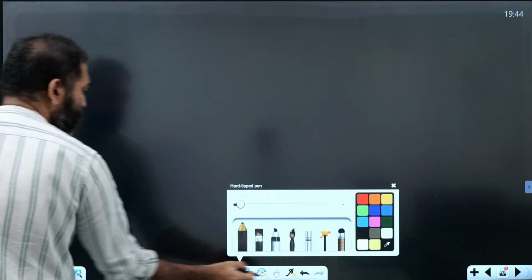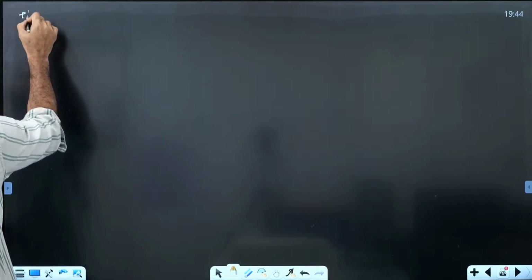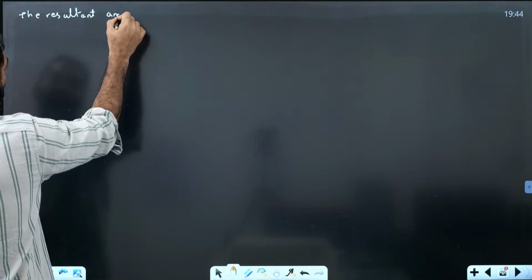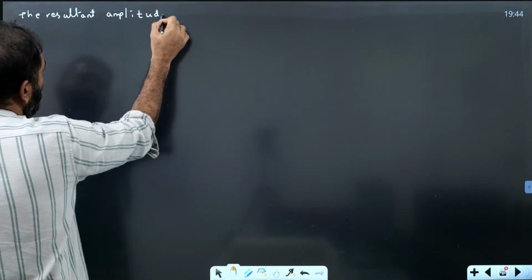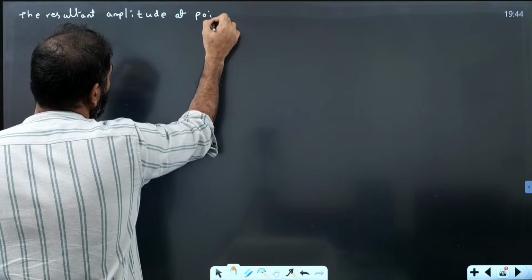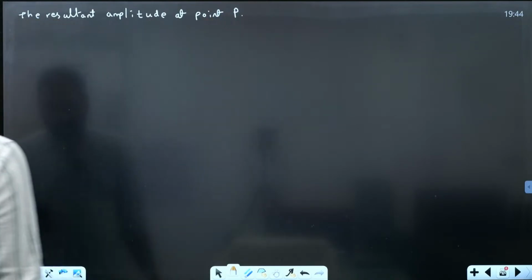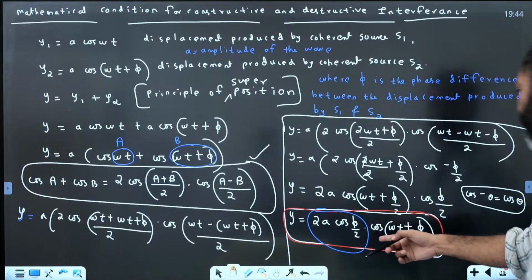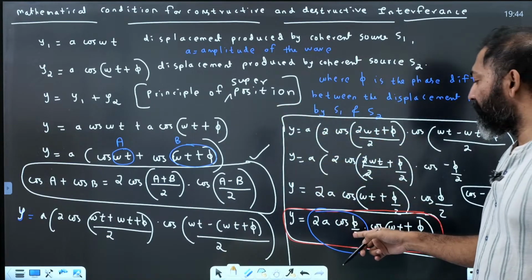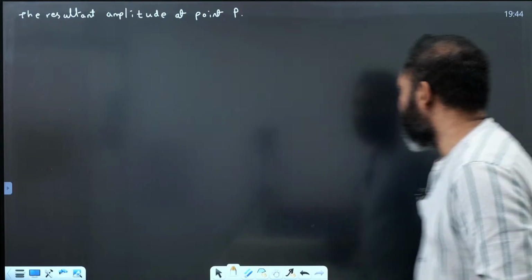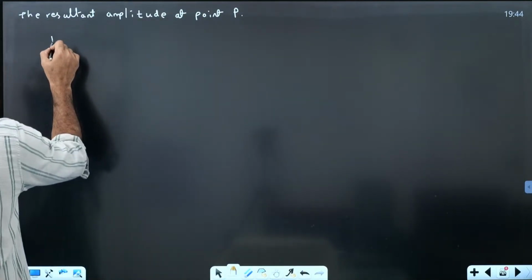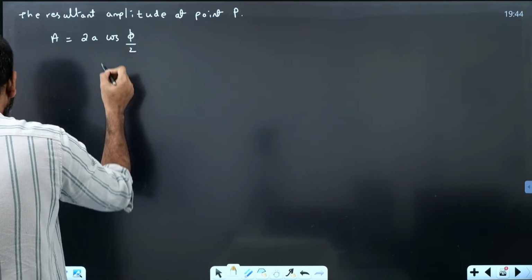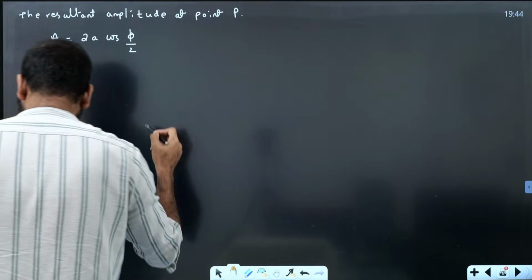The resultant amplitude at point P. That point P we discussed in the last chapter in Young's double slit experiment figure. What is the equation for amplitude? When you examine this final answer, you can see instead of amplitude A, what we have? 2A cos phi by 2. So resultant amplitude is equal to 2A cos phi by 2. This is the equation for amplitude in Young's double slit experiment.